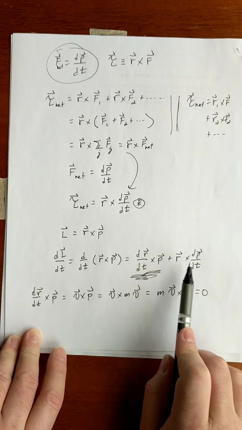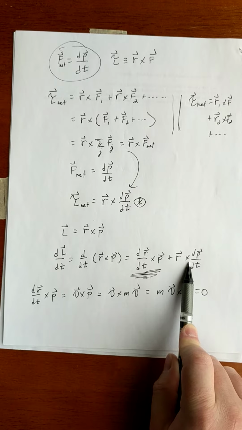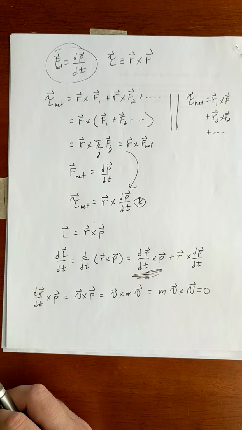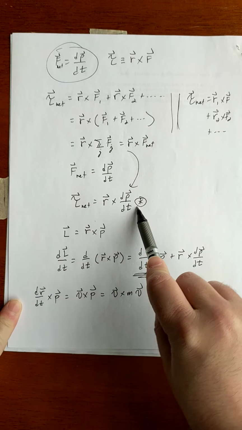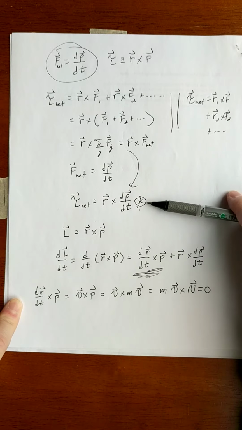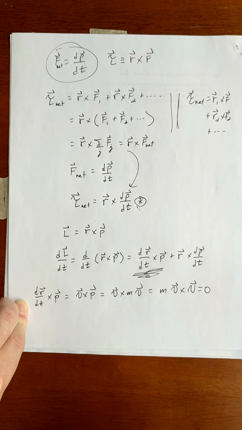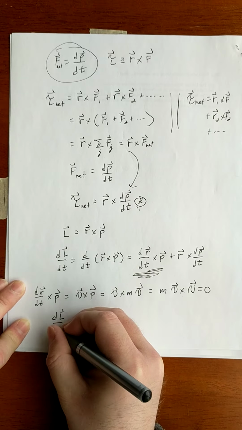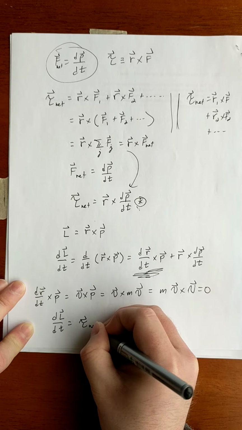So now we need to look at this term here. But that is available, where did I put it? From over here. No. Yeah, here it is. From our start equation, right? R cross dp/dt, that's just the torque. So we have dL/dt equals torque net.